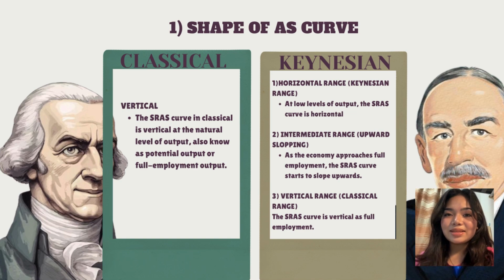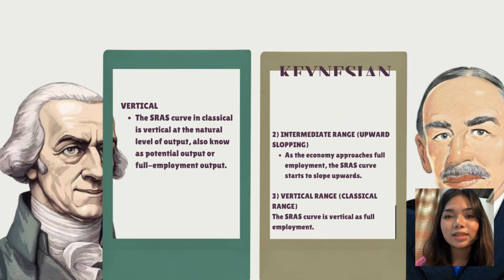The second one is the intermediate range, also known as upward sloping. This happens when output increases and the economy approaches full employment. This indicates that increases in aggregate demand begin to cause both higher output and higher prices due to scarce resources. The third one is the vertical range, which is also known as the classical range. At full employment, the short-run aggregate supply curve becomes vertical, which is similar to the classical view.